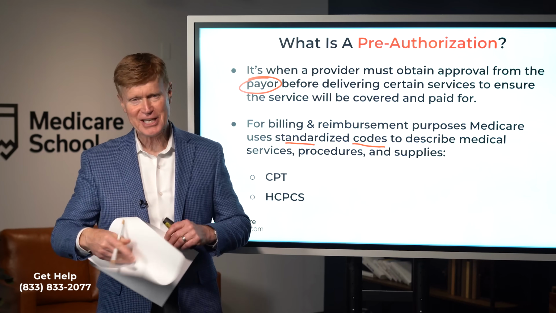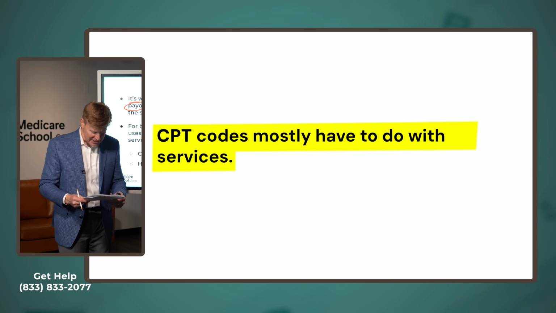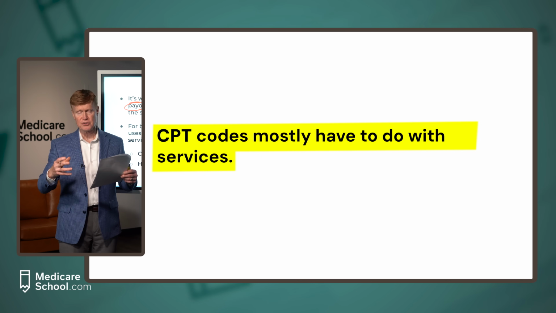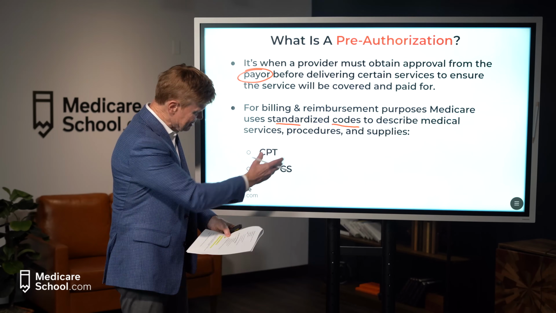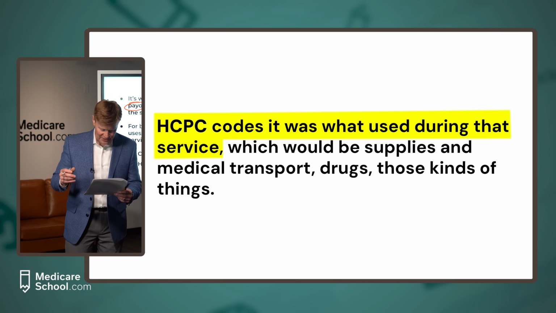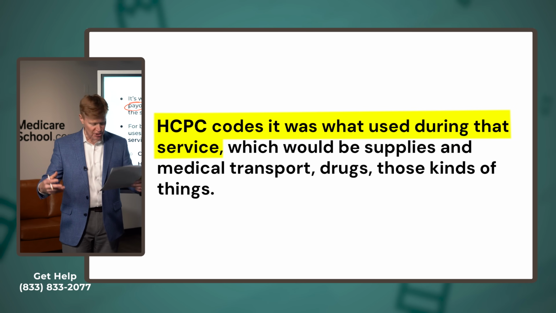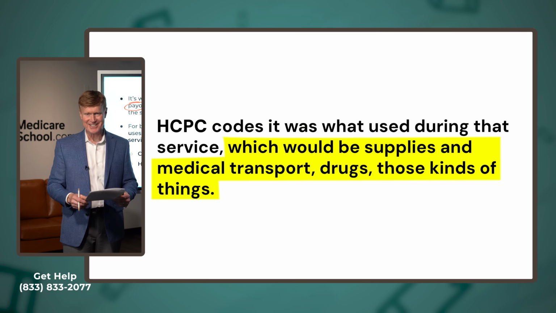Now, here's kind of a trick to be able to understand these different codes. I thought this was interesting. CPT codes, the first one, mostly have to do with services, in other words, what was done to the patient. And level 2 codes are what was used during that service, which would be supplies, medical transport, drugs, those kinds of things. All right, so that's the system.